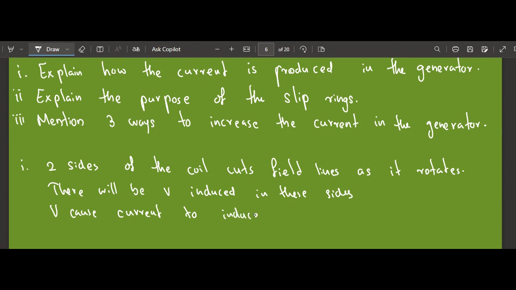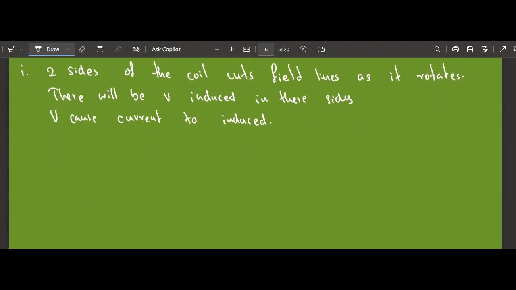Okay. Next one, explain the purpose of the slip rings. So why do we use the slip rings? They are used to take the current produced or induced, or you can say supply the current induced in the coil to the circuit. So this is just one purpose.